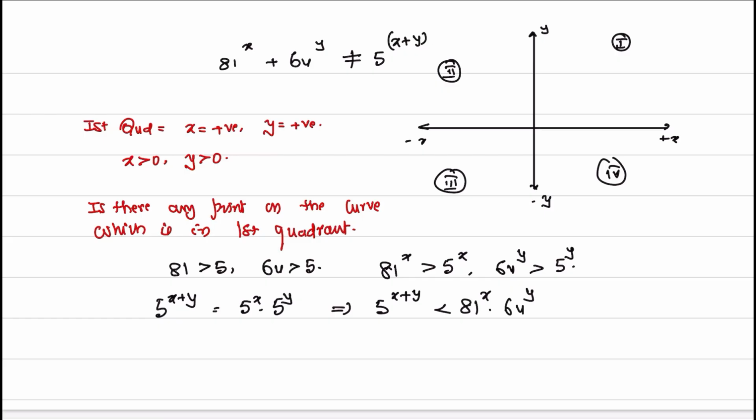When you multiply these two, 81 to the power of x into 64 to the power of y, 5 to the power of x plus y is always lesser than 81 to the power of x into 64 to the power of y. And for example, let us say left hand side is equal to 81 to the power of x plus 64 to the power of y.